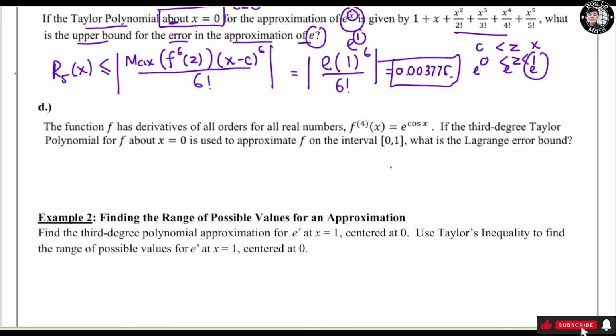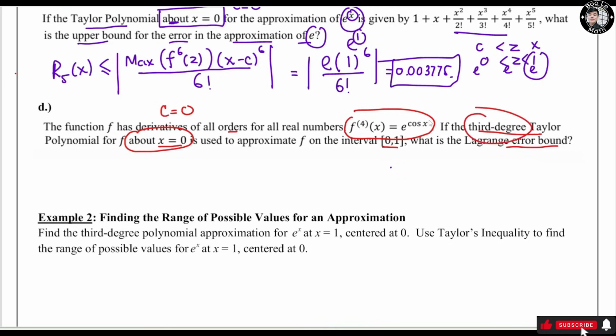The function f has derivatives of all orders for all real numbers. The fourth derivative of s equals this guy. If the third-degree Taylor polynomial for f about s equals 0 is used to approximate f on the interval 0 to 1, what is the Lagrange error bound? Again, about s equals 0, which means c equals 0, and this becomes the Lagrange polynomial.